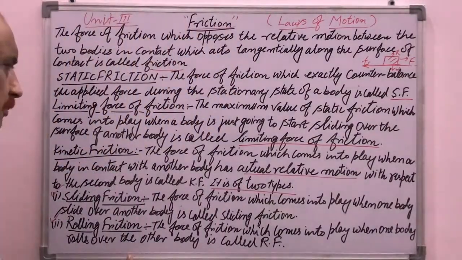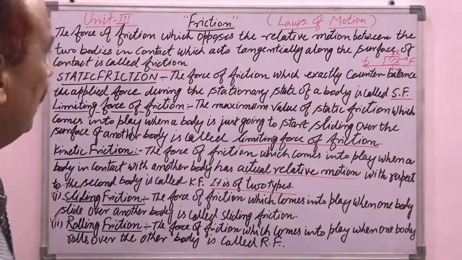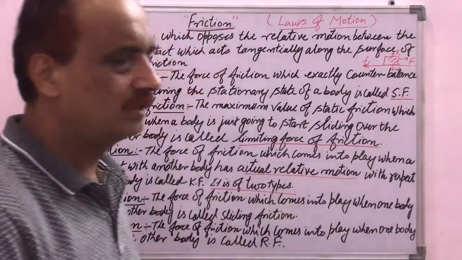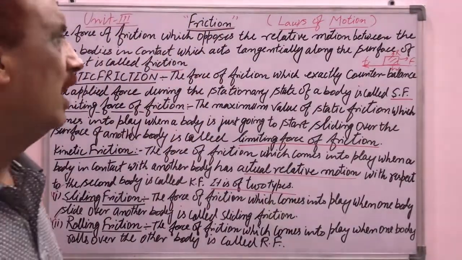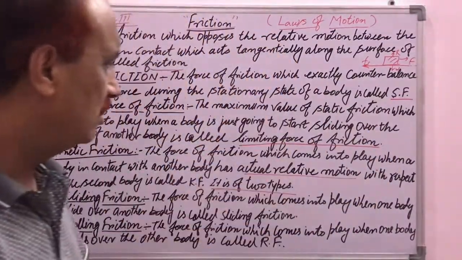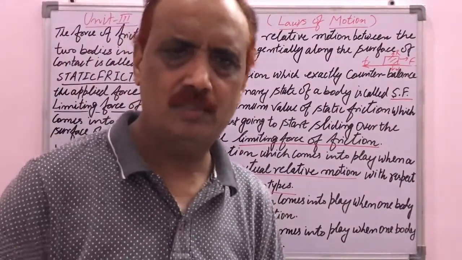So these are some important definitions, and in the next video we will discuss the graph for the limiting friction and the applied force on the body, and the laws of motion. I hope that you have understood these definitions, and we will discuss the next part in the next video. Okay, thank you very much.